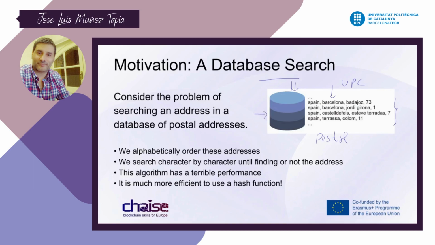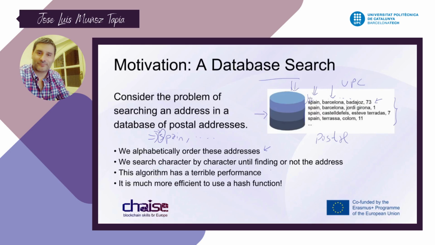So, let's see one naive way of doing this. The idea is we alphabetically order these addresses in the database, and then if someone provides us an address, I want to search if this address is in the database. One naive way of doing this is to search character by character. The registries in the database will be sorted alphabetically too, and I go character by character comparing each character. So if I find an S, there are a lot of registries with S, then I go and see if there is a P and so on. So character by character, I compare until I arrive at a point in which either I find the address or I don't find it.